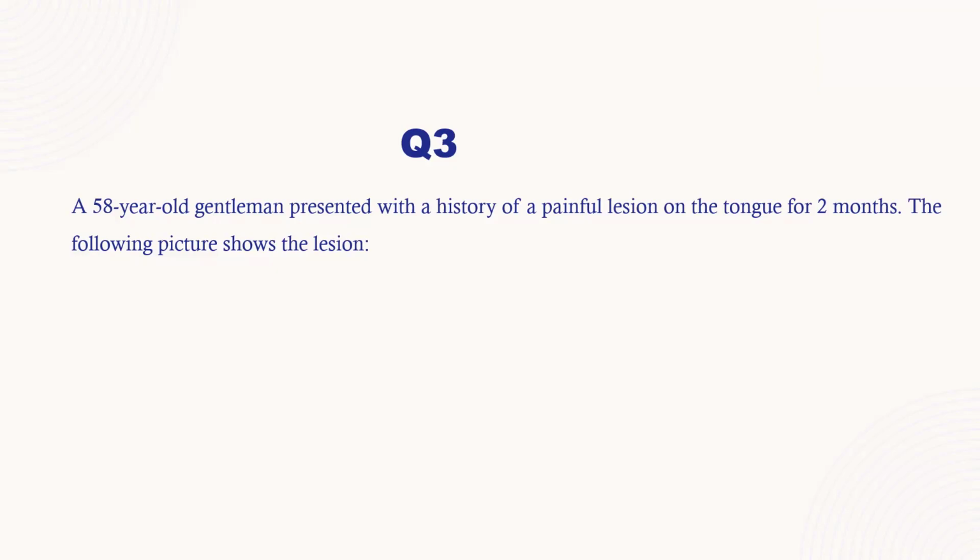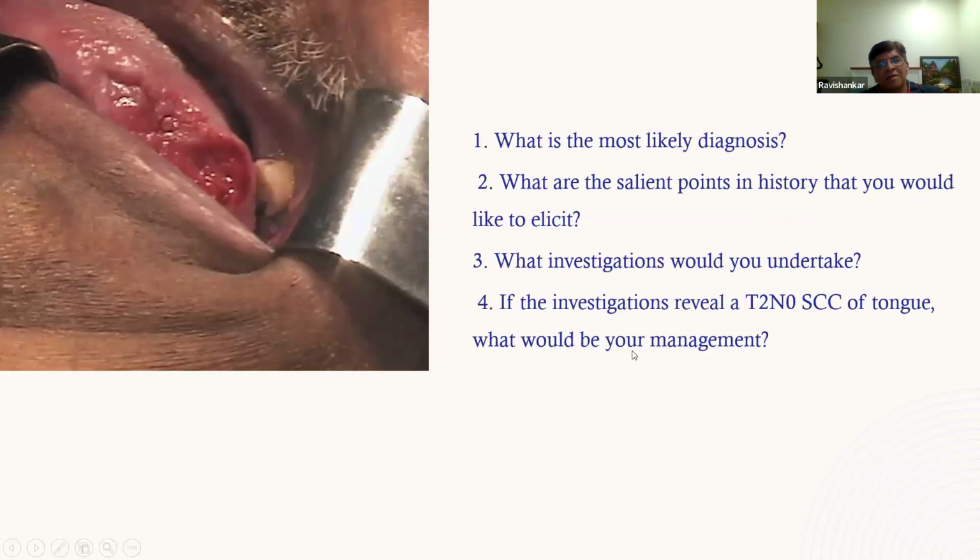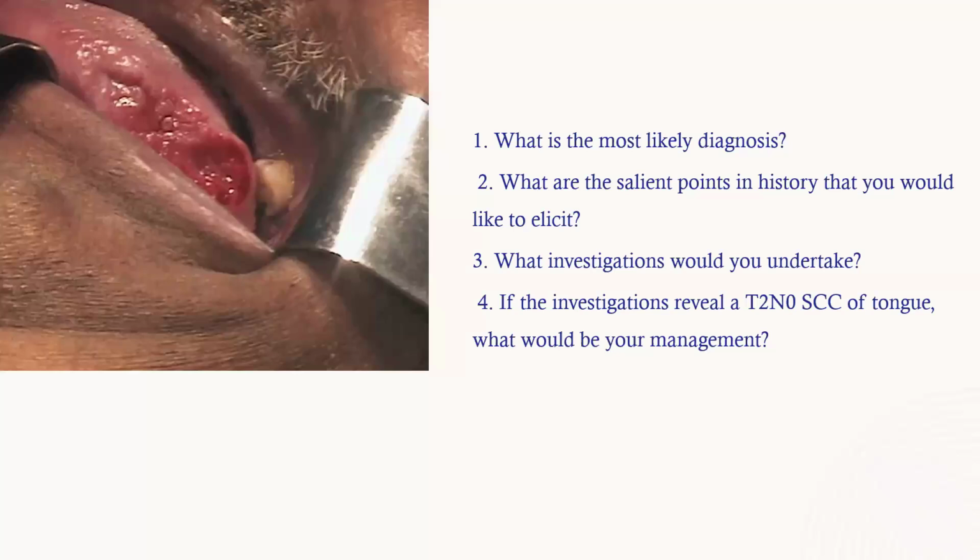Yes, sir. A 58-year-old gentleman presented with a history of painful lesion in the tongue. Okay, show the picture. Describe the lesion. Where is it and what is it? There's an erythematous lesion present over the lateral aspect of the tongue, sir. It is associated with irregular margins as well, sir. No active bleeding is noted as of now in the picture.